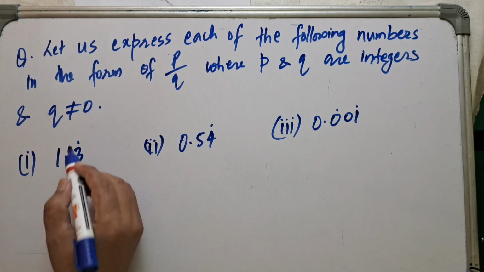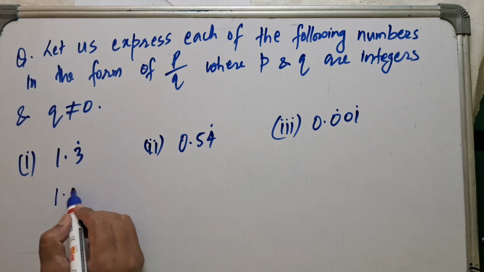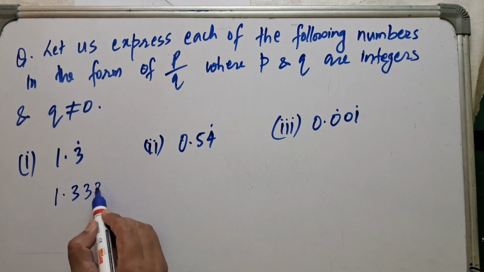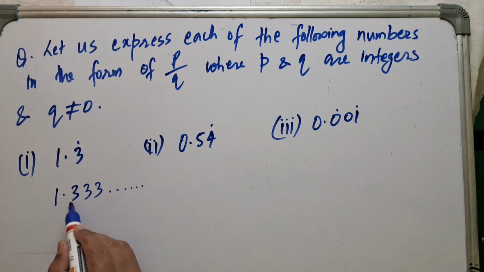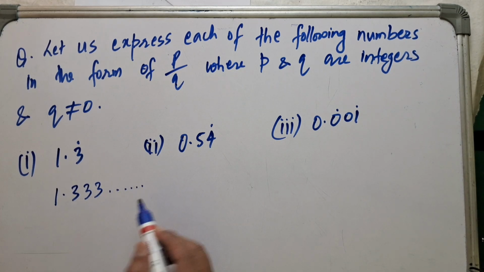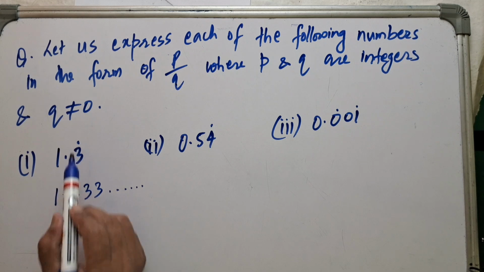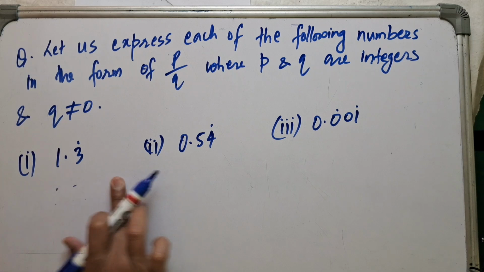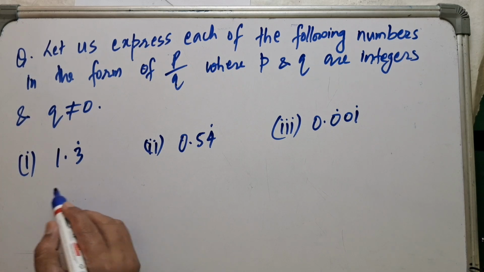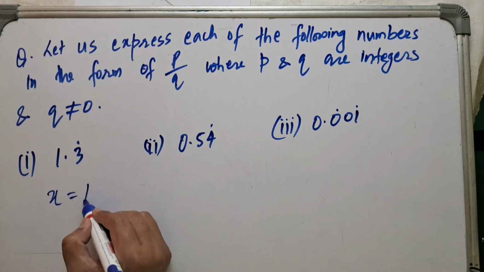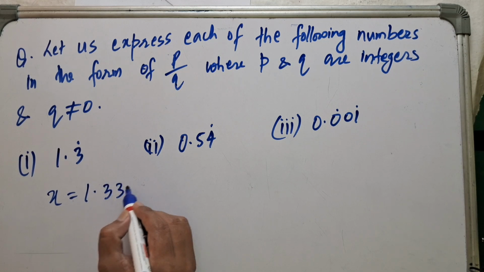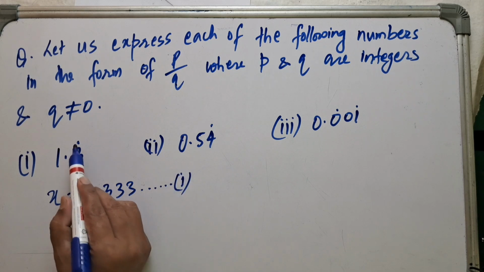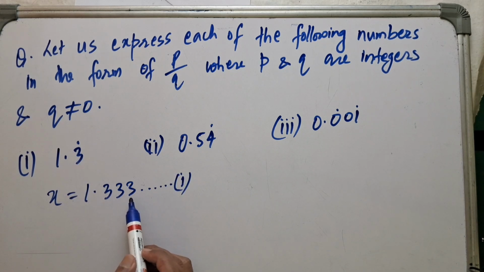First let us understand what a bar is. We have 1.3 with a bar over 3, which means 3 is repeated again and again up to infinity. 1.3 bar means 3, 3, 3, 3, 3 and so on. So first let us suppose this number to be x. x equals 1.333 and so on. This is equation 1. Bar over 3 means 3 is repeated many times.